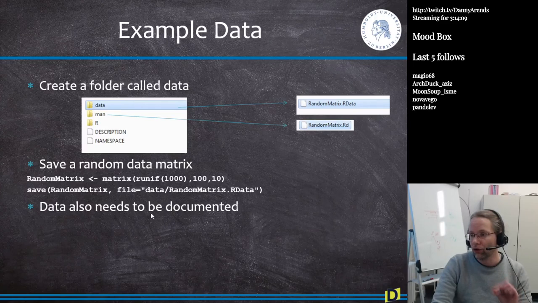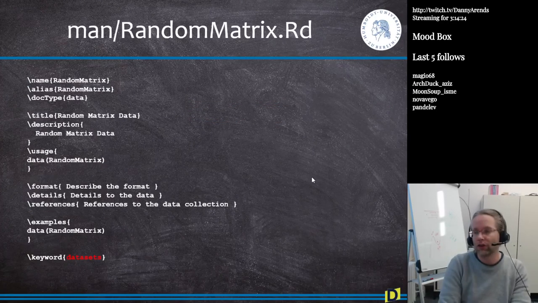So rdata is the extension for data in R. Remember, data also needs to be documented. So besides making this data file, in the man folder, I also have to add a random matrix.Rd file, so a data description file. So how does the data description look like? Well, it looks very similar, right? Name, alias. In this type, I have to give it a doc type. So say doc type is data, and now the keyword at the end is called datasets. But for the rest, it has the exact same structure, the exact same entries. And of course, these are just the entries that go into the help file.